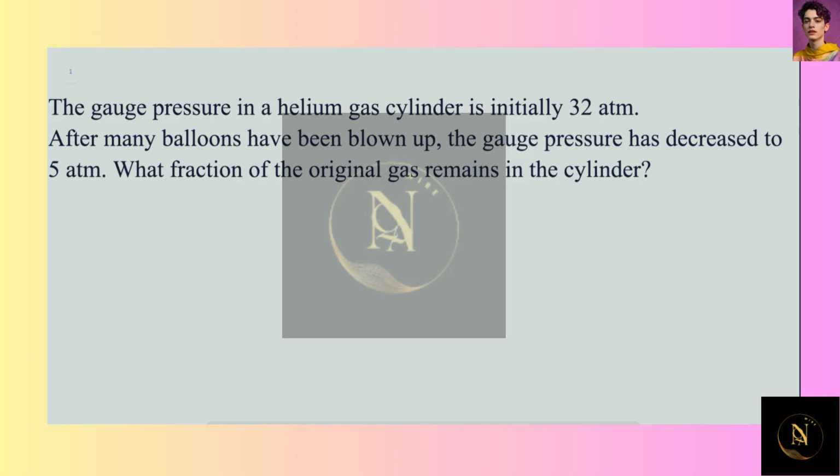The gauge pressure in a helium gas cylinder is initially at 32 atmospheres. After many balloons have been blown up, the gauge pressure has decreased to 5 atmospheres. What fraction of the original gas remains in the cylinder?